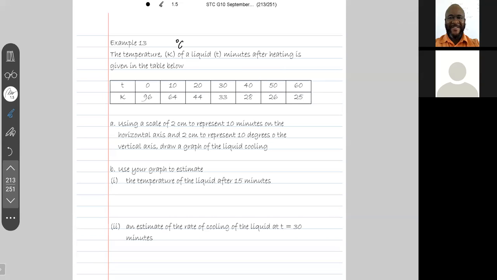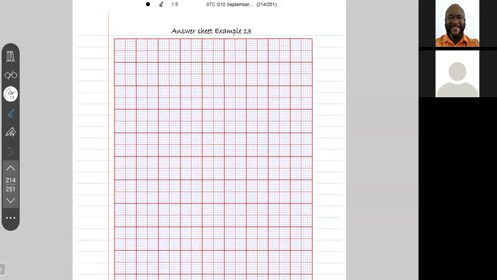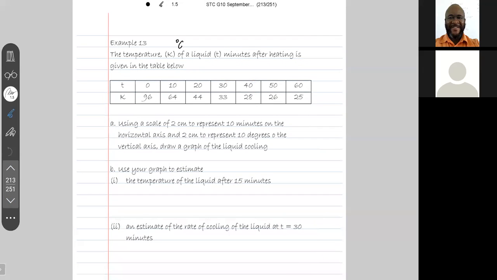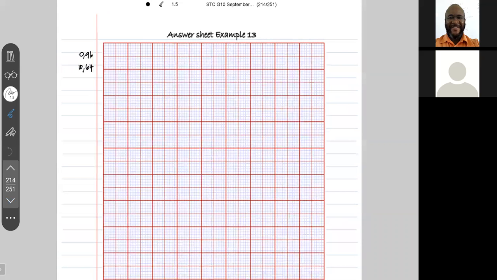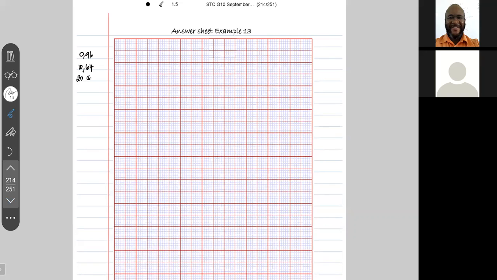The points we're plotting are 0, 96; 10, 64; 20, 44; 30, 33; 40, 28; 50, 26; and 60, 25. These are the points we're plotting.